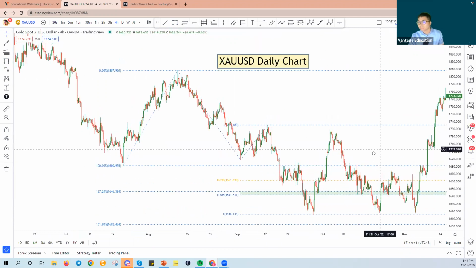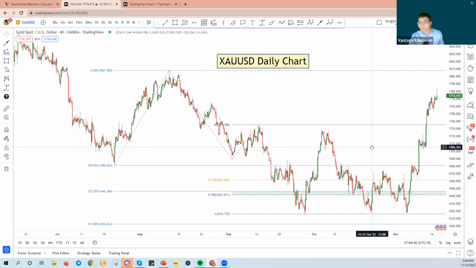So yeah, I'll also take a photo. I'll just screenshot this chart, and I'll send it over to the chat. Copy link to the chart image.